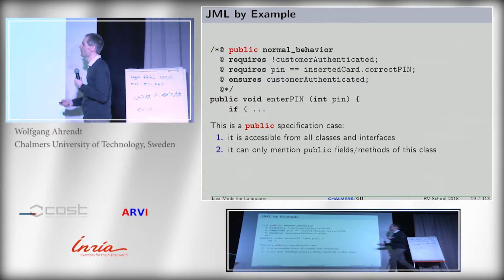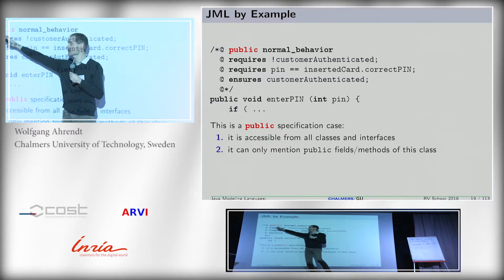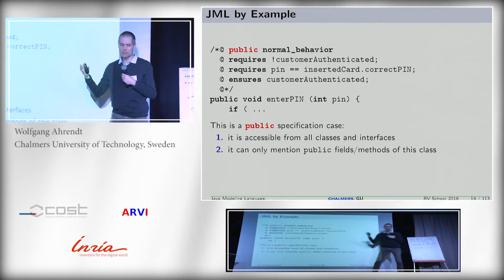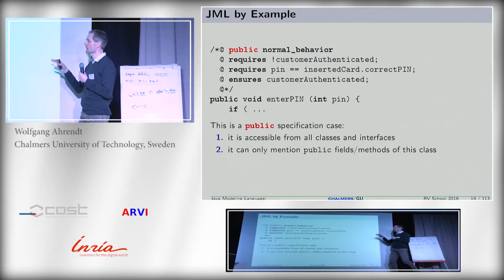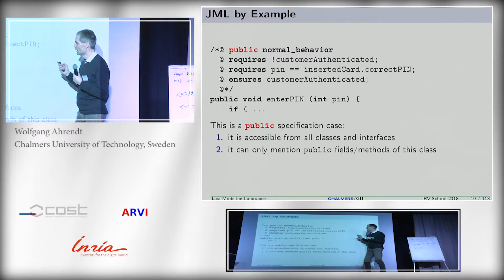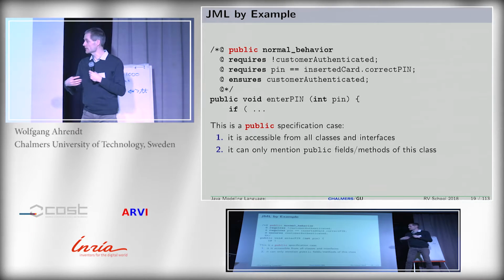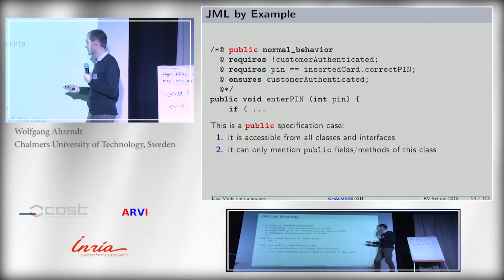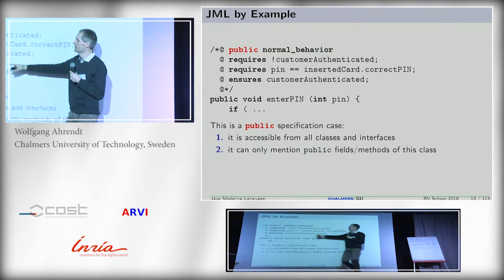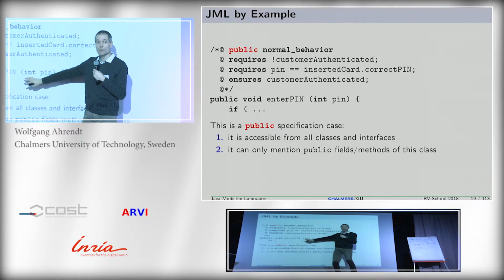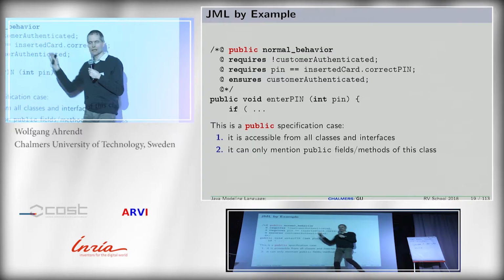Good. Now we see public here. This is specification, right? This specification is public. So we use the same visibility concepts, or almost the same visibility concepts, in the specification as we use in the implementation. So this specification is accessible from specifications in other classes, and it can only mention public methods, public fields or public elements of this class. We are already violating that, but I will solve that later.